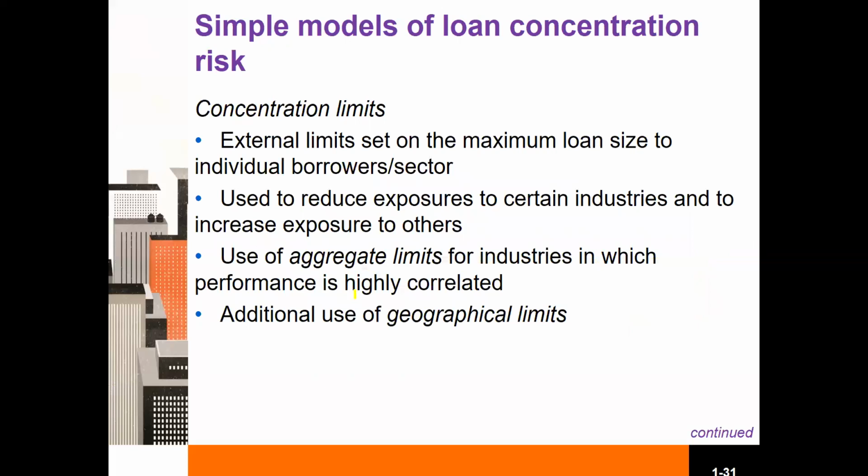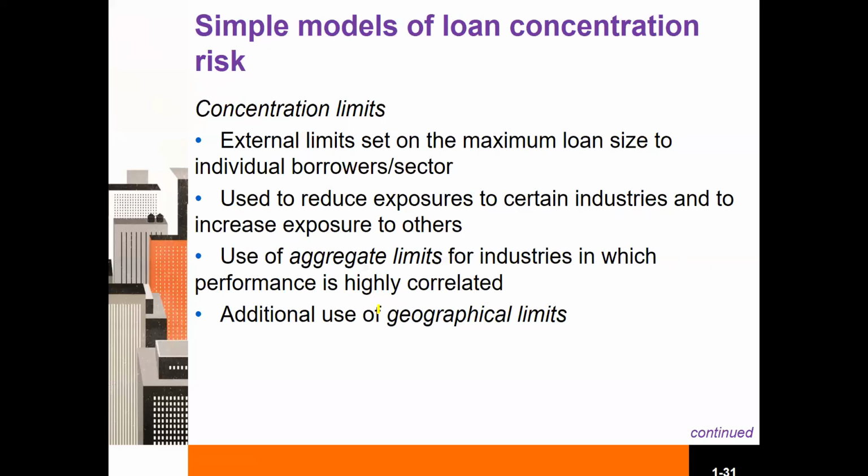The second simple model is the concentration limit. This model requires management to set some firm external limit on the maximum amount of loans that will be made to an individual borrower. So the financial institution determines concentration limits on the proportion of the loan portfolio that can go to any single customer by assessing the borrower's current portfolio, its operating unit's business plan, its economic projections, and its strategic plans.